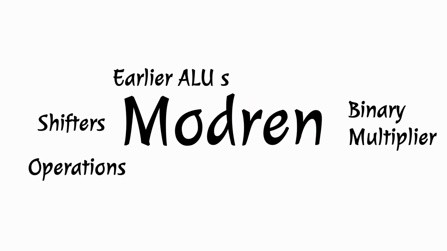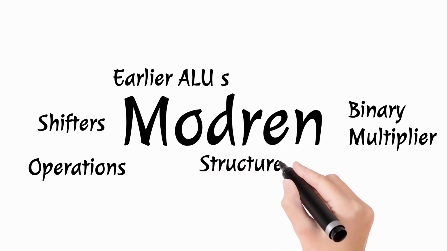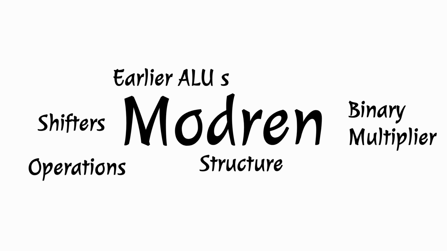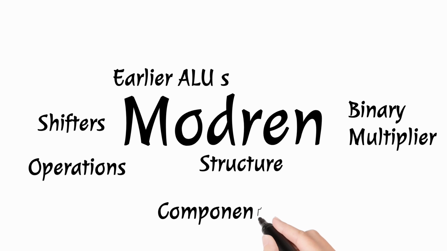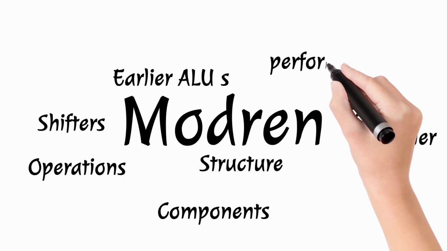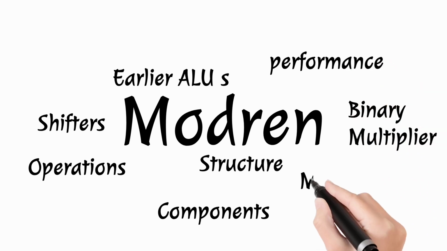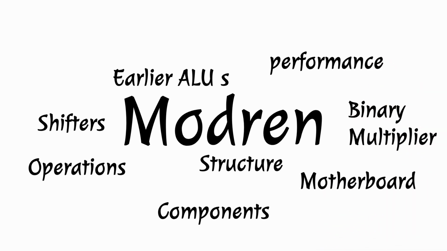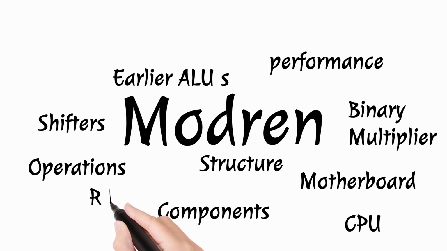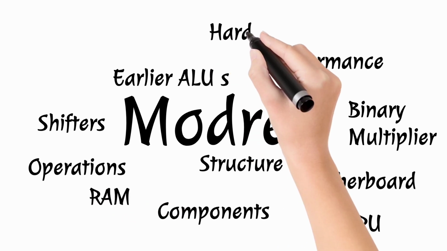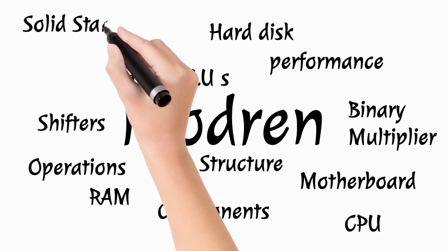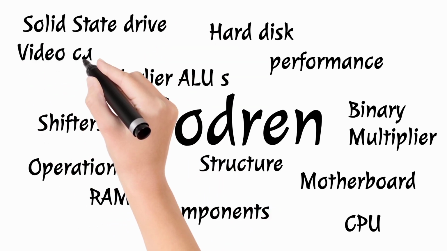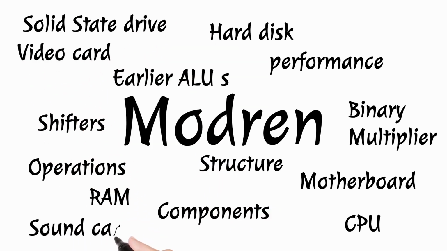The structure of the computer's system unit should be considered in detail because it includes many important components that directly or indirectly affect the system's overall performance. These components include motherboard, CPU, RAM, hard disk or solid-state drive, video card, sound card, PCI devices.